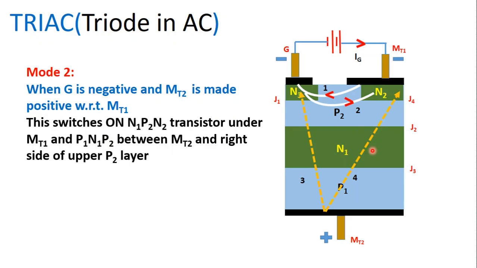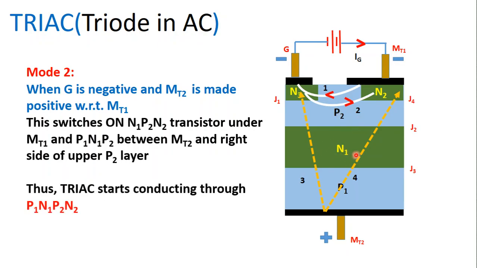Again this N1 layer acts as base to another transistor, that is the P2 N1 P1 transistor structure. So one transistor structure is N2 P2 N1, another transistor structure is P2 N1 P1.